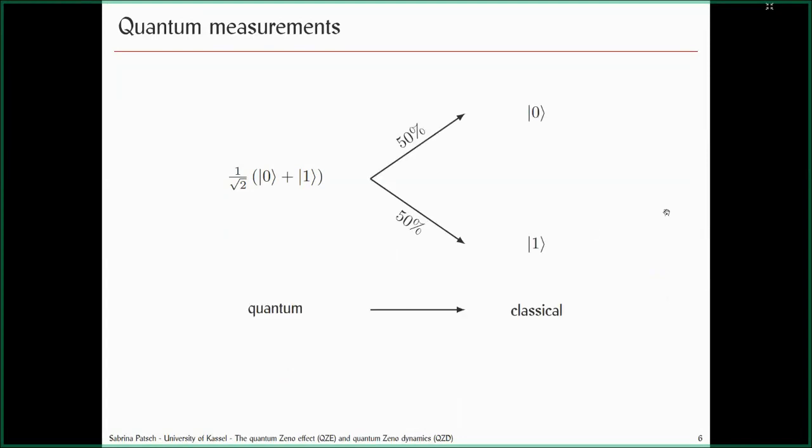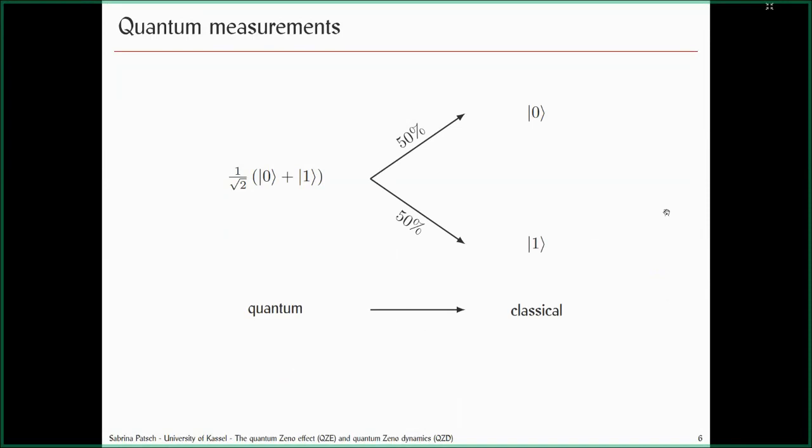And what happens is that the system collapses into one of its eigenstates. With 50% probability, we will find the system in the state 0, and with 50% probability, we will find it in the state 1. So we can only have one of the two outcomes in one measurement. And this is also the transition from quantum to classical physics.